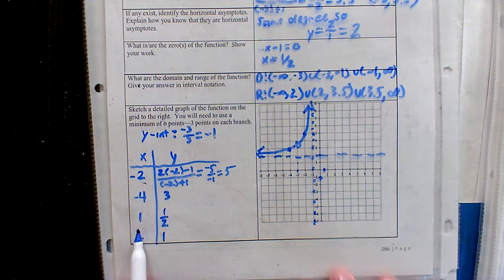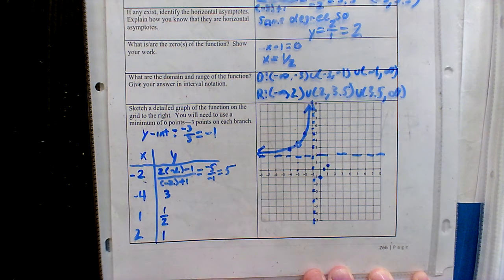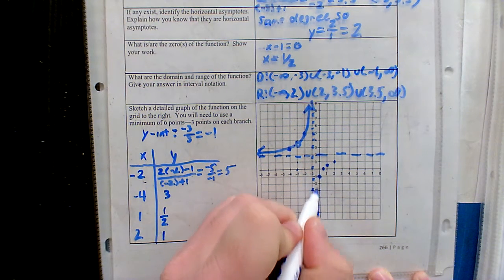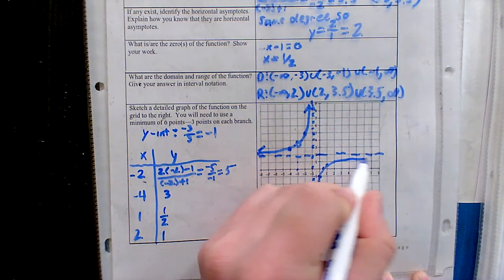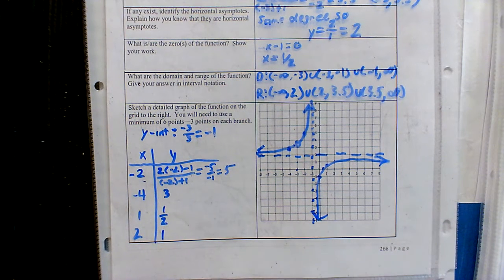Now let's try the other side. 1 and 1/2, so right there. And then 2, 1 right there. Again, we can look at this one. It comes up. There are no holes here. It goes through all of those points. And we have successfully graphed our first rational function from scratch. We found all the pieces of information at the top, and we're able to put them all together.